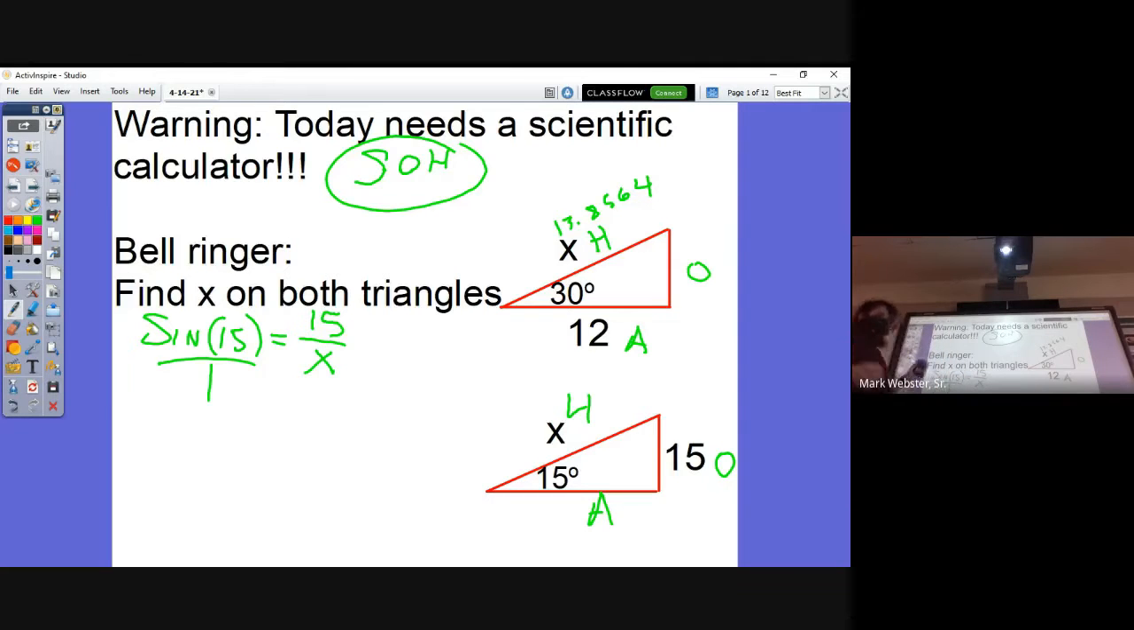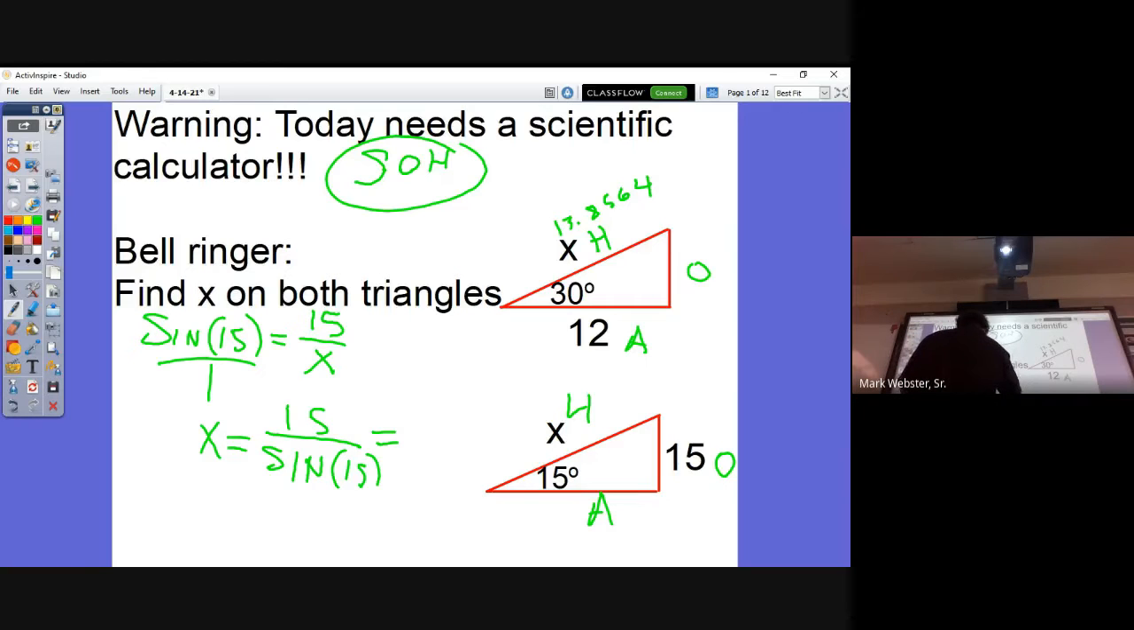So once again, cross multiply and divide, right? You better get x equals 15 over sine of 15. And then you do that in your calculator. Okay, we end up with a much bigger number, right? We get 57.9555. Again, that's rounded. It keeps on going, 4958. That's what it keeps on going in my calculator.